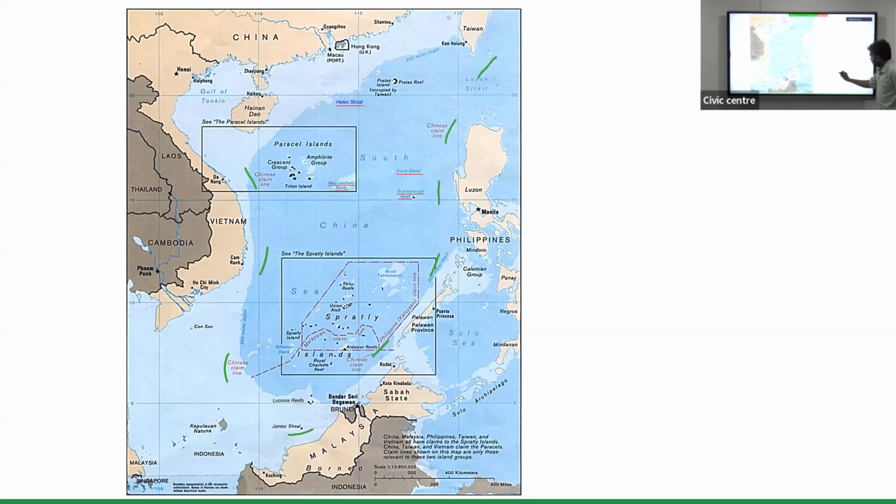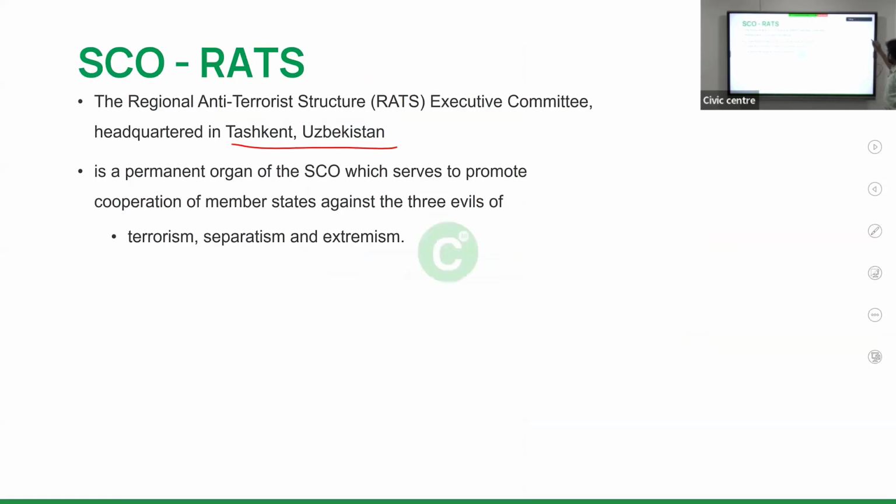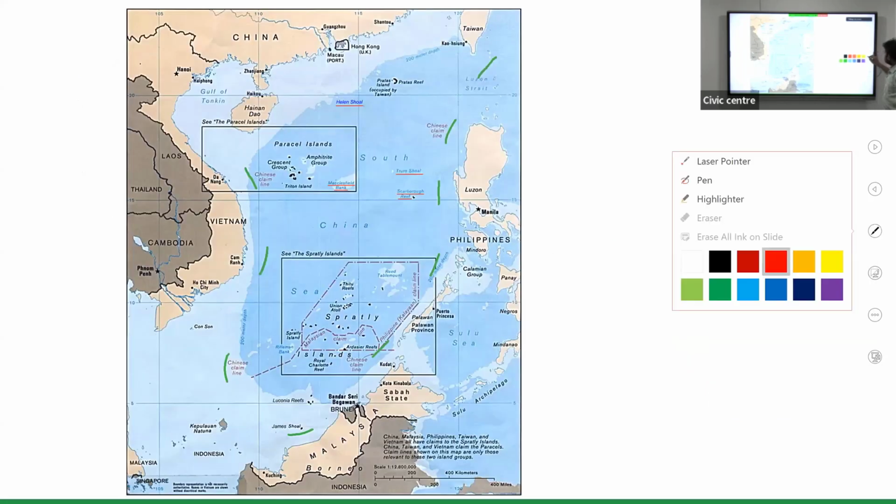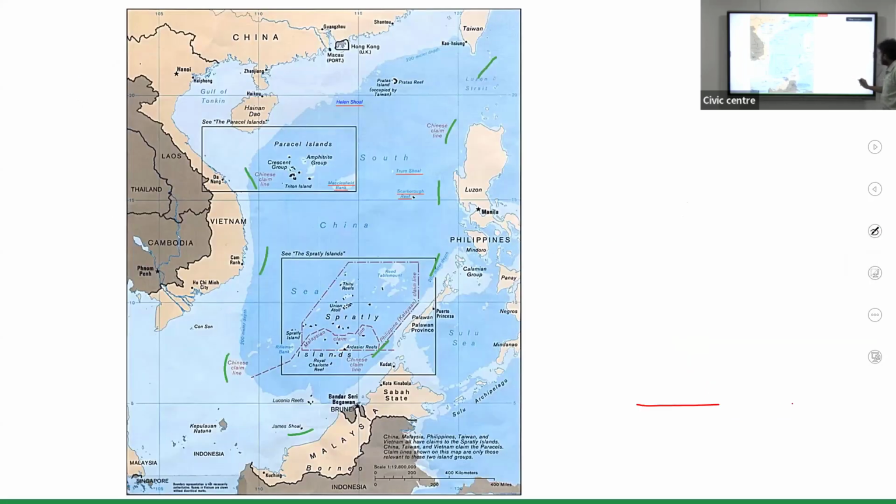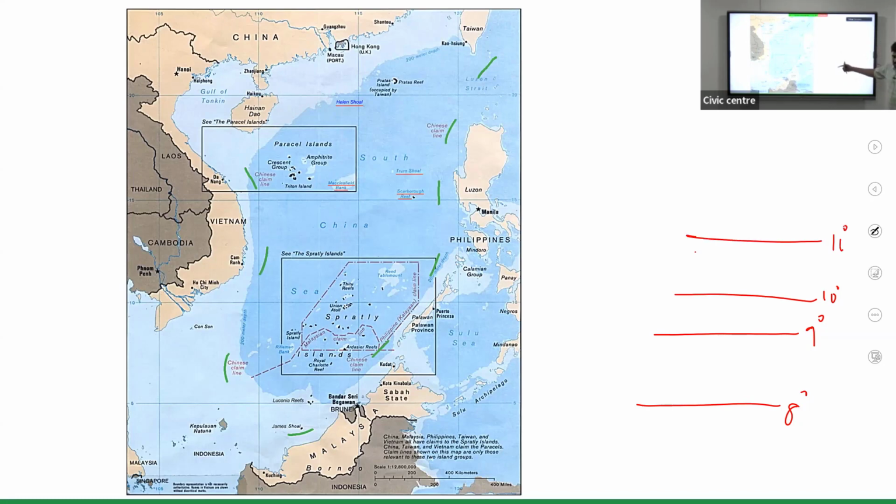What about the 8 degree channel? It separates the Minicoy Islands from the Maldives. Next, 9 degree channel, next, 10 degree channel. Then the Andaman group of islands, Nicobar group of islands, 11 degree channels. Can you say these are demarcated based on latitude? The 8 degrees northern latitude is the 8 degree channel.